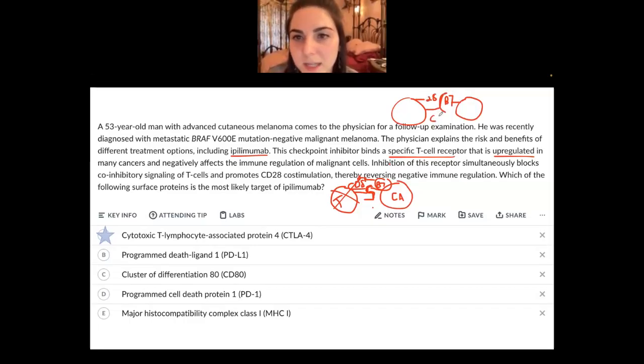But this is what CTLA4 does. And it's on the T cell. Maybe that's where some of you might have gotten confused. Go back to that. I know we only briefly talked about it today, but go back and look at that image from Amboss. I think it's a really good image. It even shows you ipilimumab. But this is what CTLA4 does.